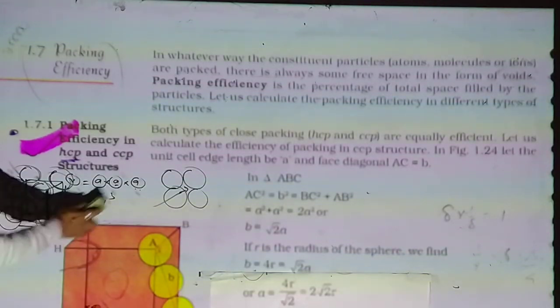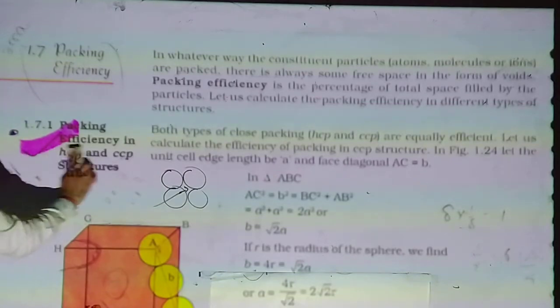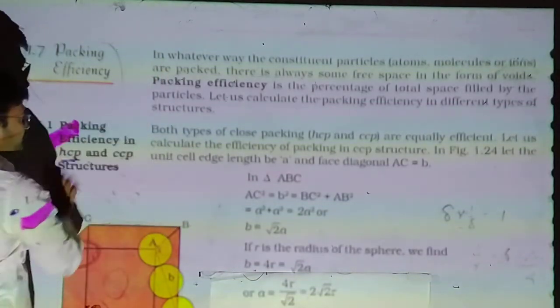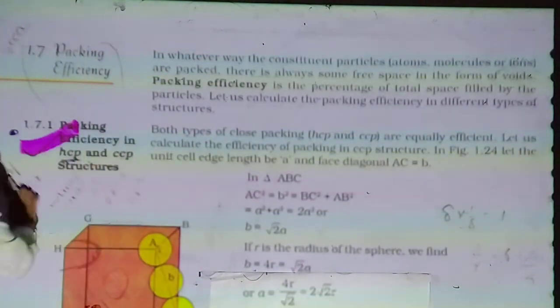So here in our syllabus there are 3 packing efficiencies. First one is about the efficiency of hexagonal close pack and cubic close pack. Second one is about the efficiency of the BCC structure, and third one is the primitive structure.